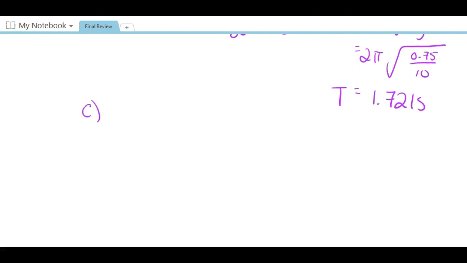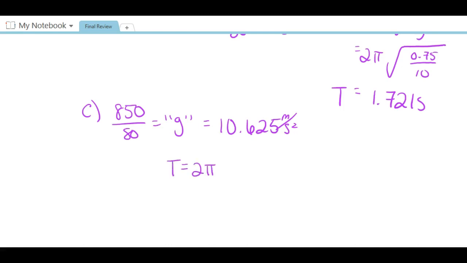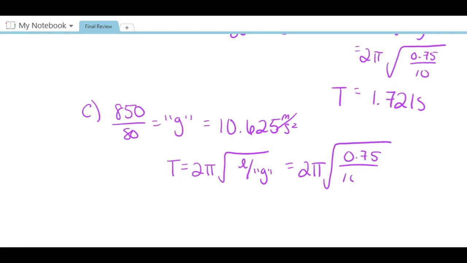At the third one, we end up with a force value of 850. And 850 is higher than the 800, so that means we're going to end up with a G value greater than 10. And this G value is going to be 10.625 meters per second squared. That's going to be the value that we experience in this particular elevator at this time. Plug it into the equation, 2 pi times square root of L over G, and you end up with your time period for this of 1.669 seconds.